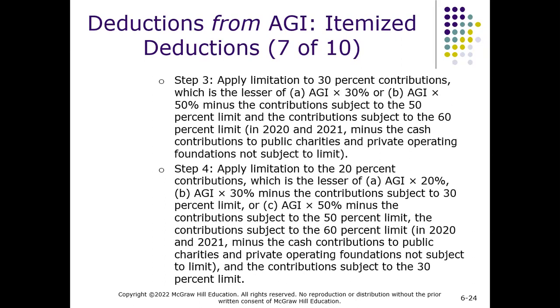Now, generally what they say is, okay, what can you deduct? What are all your contributions? 1770. What's 60% of AGI? So it's the lesser of those two amounts that you would be allowed to deduct. But because of this pandemic in 2020 and 2021, they said, don't worry about that. You could deduct it all in those categories.